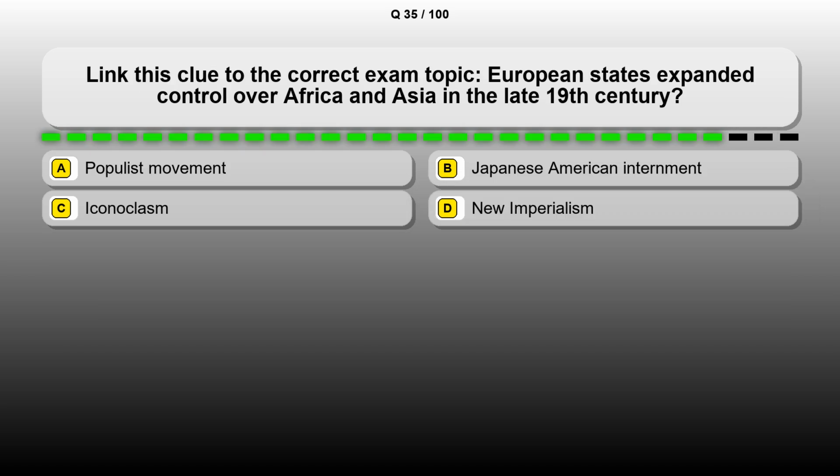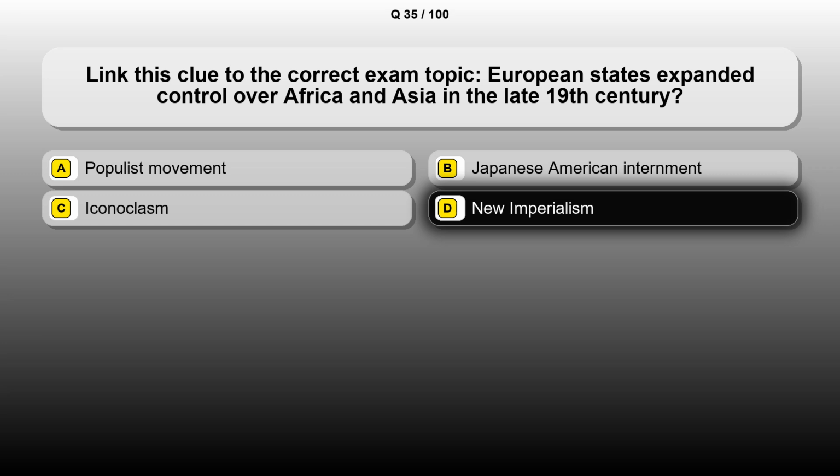Question 35. Link this clue to the correct exam topic. European states expanded control over Africa and Asia in the late 19th century? Option A, Populist movement. Option B, Japanese-American internment. Option C, iconoclasm. Option D, new imperialism.